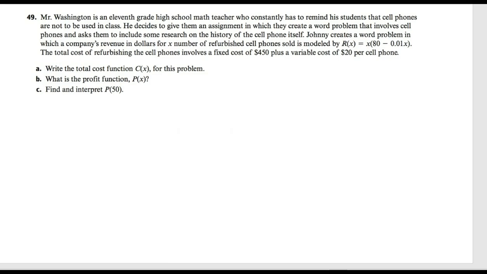So when you're doing a word problem, we know that there's 3 steps. The first one is understand the problem. So we can see that they gave us a function that is first revenue, right? So this first function is revenue, where x is the number of refurbished cell phones sold. And then they gave us total cost. They said it was $450 plus a variable cost of $20 per cell phone. Okay, so I can kind of get the idea.